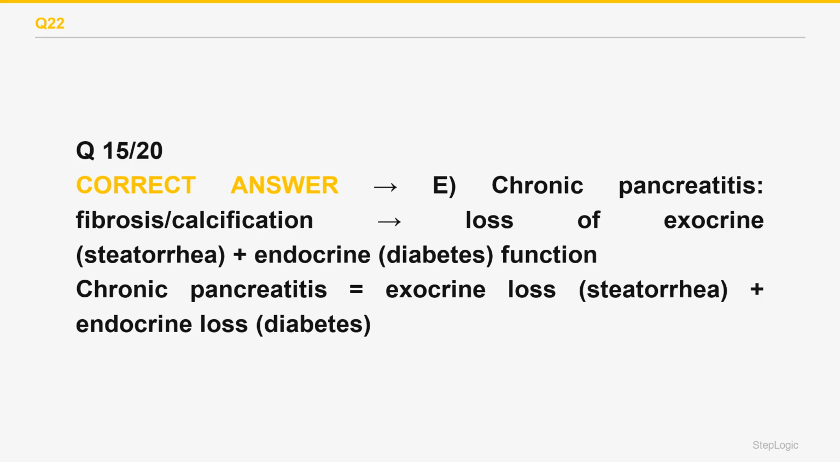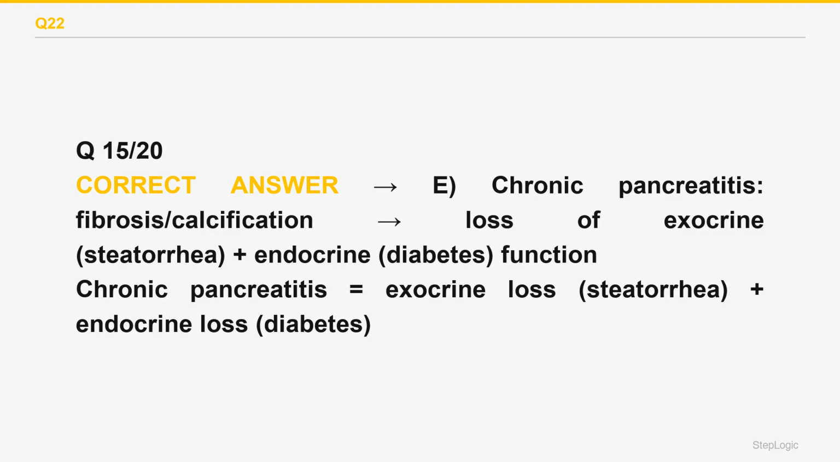The CT signature is pancreatic calcifications with ductal dilation, reflecting the chronic fibrocalcific destruction. The combination of chronic epigastric pain, steatorrhea (exocrine failure), and diabetes (endocrine failure) in a patient with a heavy alcohol history is classic. Complications include pancreatic pseudocysts and an increased risk of pancreatic cancer.